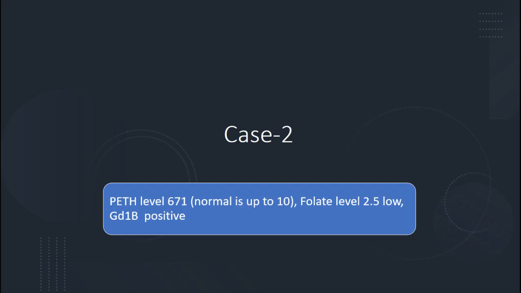Second patient, his PEth level for alcohol was 671, which tells us how much he was drinking or is in the habit of drinking. Additionally, his folate level was 2.5, which goes with small fiber involvement. Also, his GE1B antibody was positive, so he was having more than one pathology. So we need to work as a multidisciplinary team, taking care of his folate level, making sure about his alcohol habit, and also treating his immune condition.